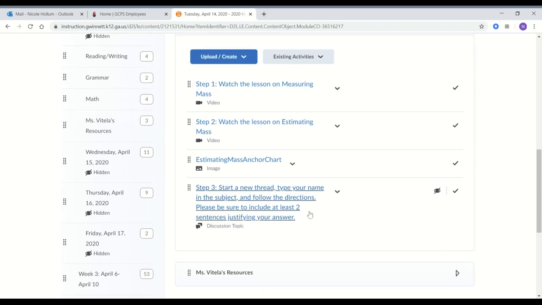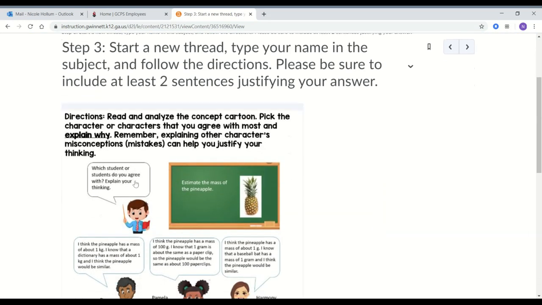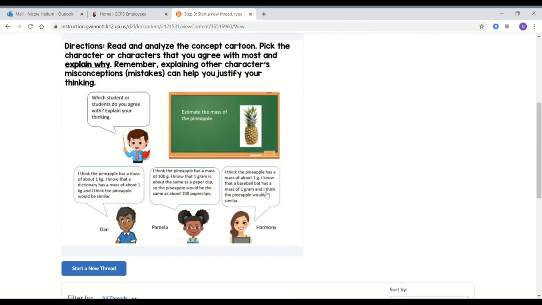And then your next thing you're going to do is another discussion. So lots of discussions today. You're going to start a new thread. You're going to follow the directions. And what you're doing today is you are looking to see which student do you agree with, explain your thinking, and they're having to estimate the mass of a pineapple. So you're going to look at Dan, Pamela, and Harmony, and you're going to see who you agree with, and you're going to say why.